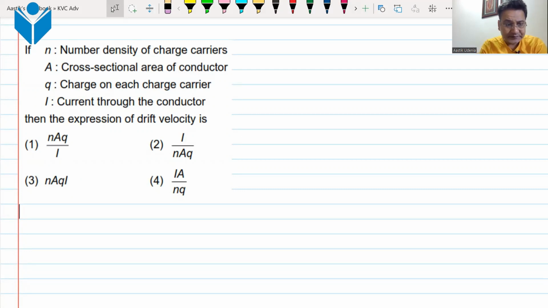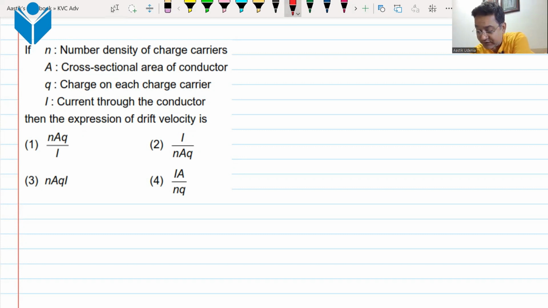This is a straightforward question. N, A, Q and I are given as below. Read the questions carefully because they might just change something, some small thing they might change. What is the expression for the drift velocity? And the answer is option 3, sir. That is the problem with us, that we don't remember simple things and simple formulae.